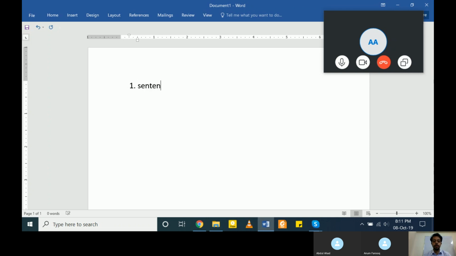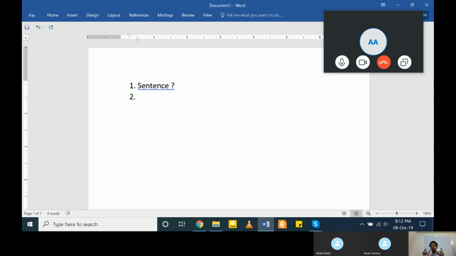First thing, sentence, right? Absolutely. Okay. A group of words that give complete sense. That's it. Right? A group of words that gives a complete sense is called a sentence. Now, we are going to talk about what are the parts of that sentence.